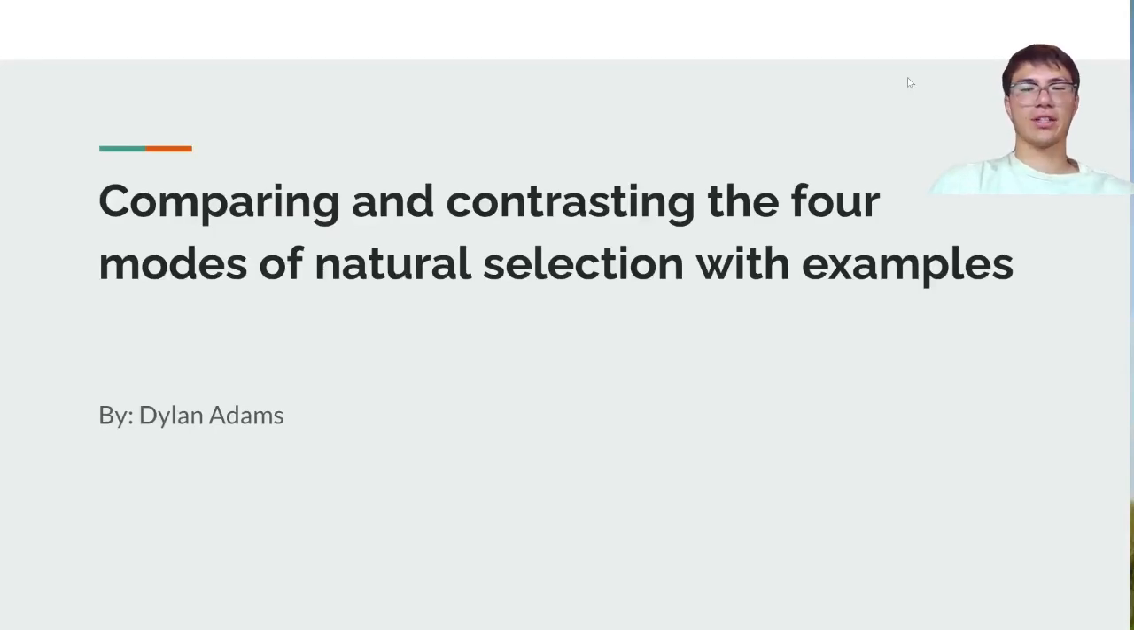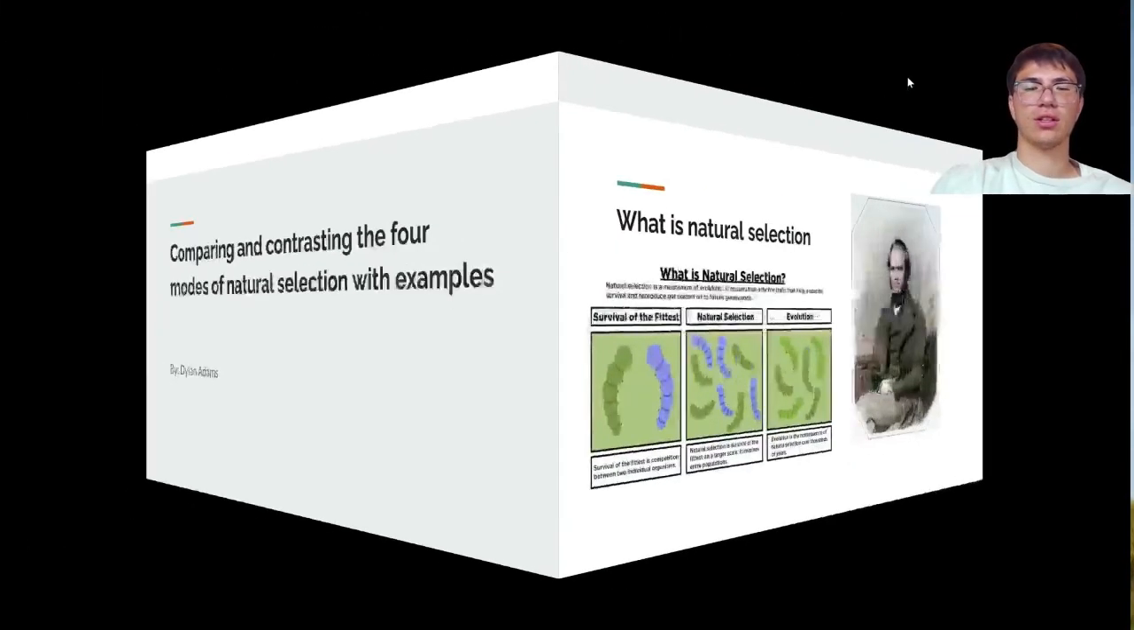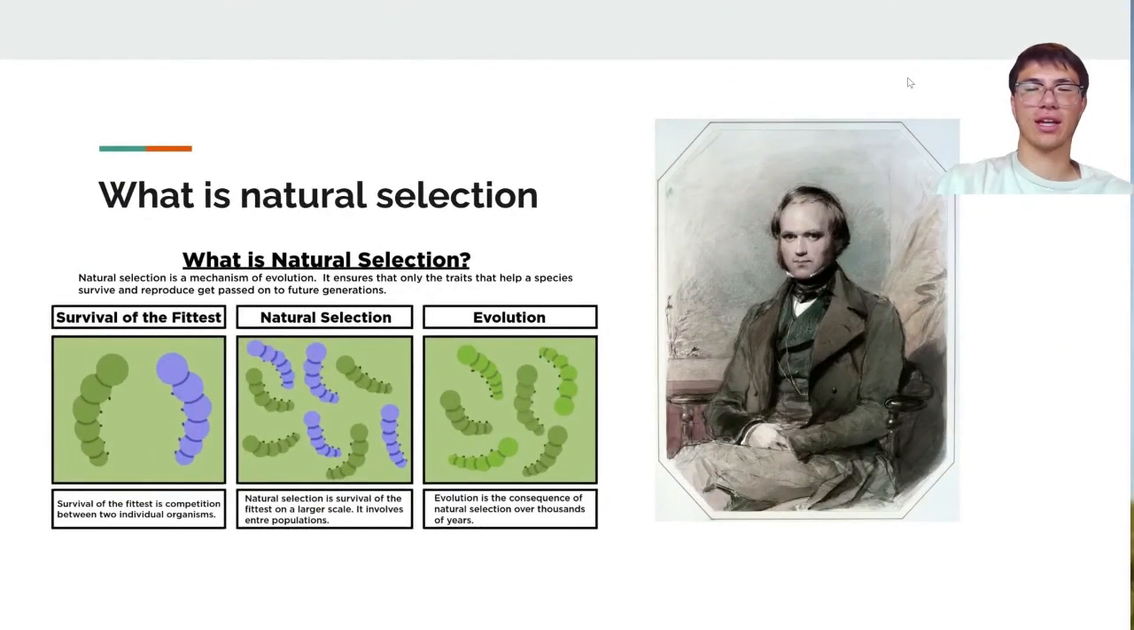The learning objective that I chose is to compare and contrast the four modes of natural selection and to provide a specific example of each. To begin, we must understand what natural selection is.